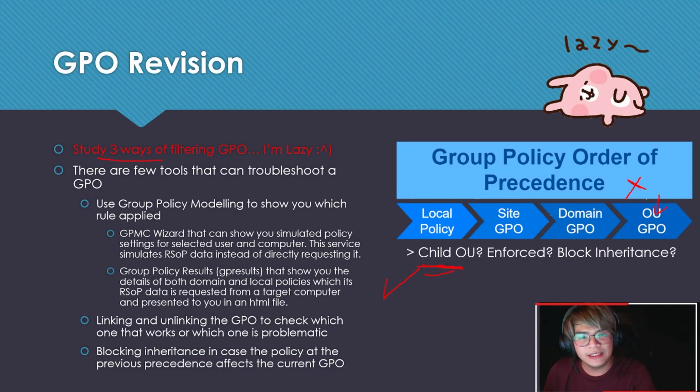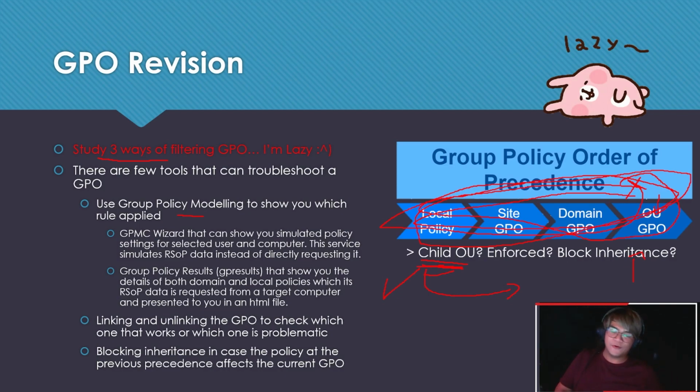And also you need to study the 3 ways to filter GPO. It's very important. I'm lazy to do it. And there are tools that can troubleshoot the GPO, like using the modeling to see which one applies, linking and unlinking the GPO. So you can see which one is the problematic GPO, and blocking inheritance. For example, you can block inheritance in the child OU, so it will not receive any setting from the previous GPO. You can also enforce, for example, in the parent OU, so whatever child OU will have to listen to the parent if you use enforce, even though they block the inheritance.